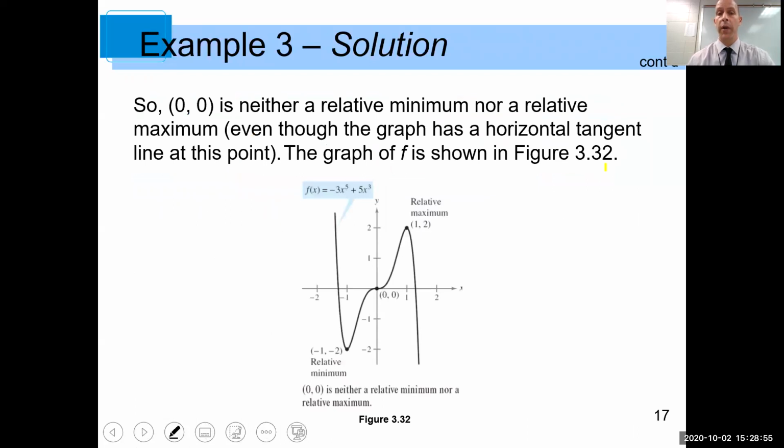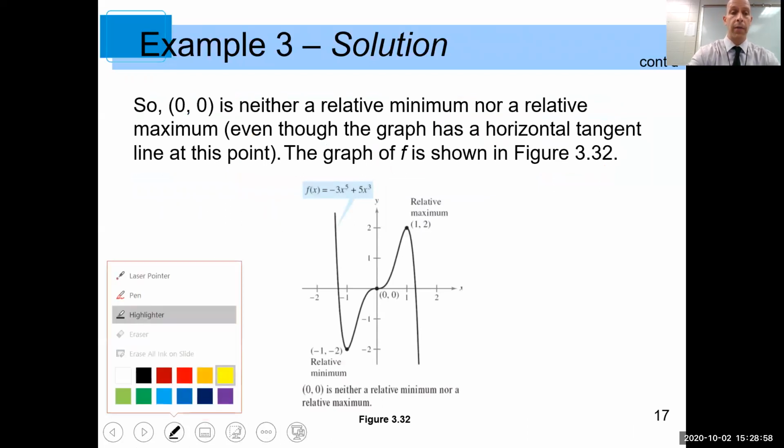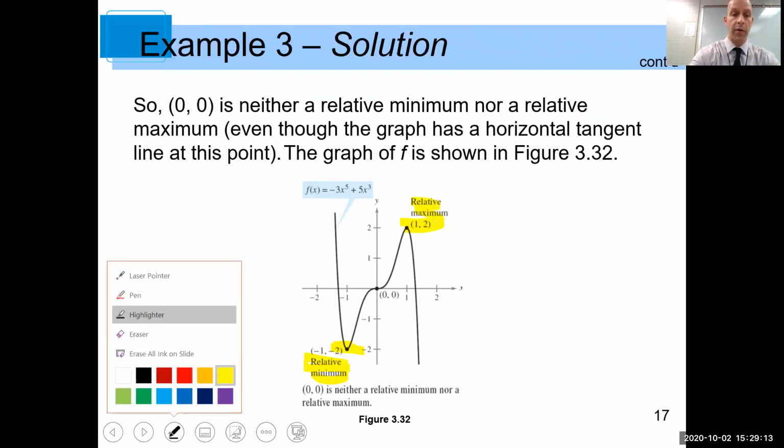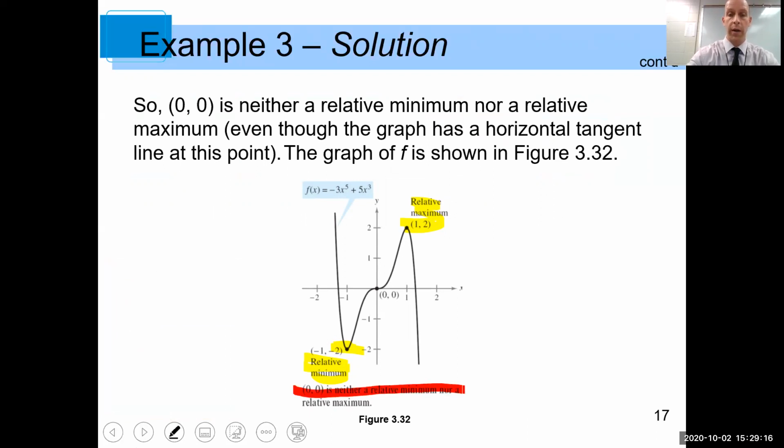Here's the graph of the function that we just looked at. It turns out, like we said, when x was negative 1, that was a relative min because it was concave up there. Turns out when x is equal to positive 1, it was a relative max because it was concave down there. And it turns out, and this is probably the most important part in terms of making sure we understand the theorem, at x equals 0, there is no sign change in the first derivative. It goes from increasing to increasing. So therefore, it is neither a relative min nor a relative max.